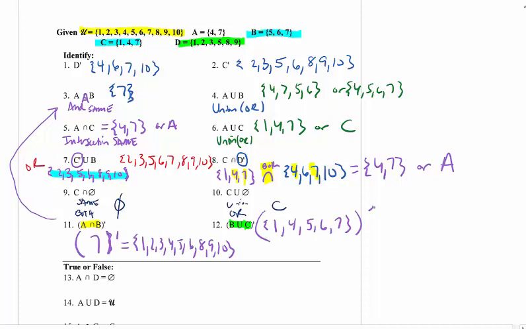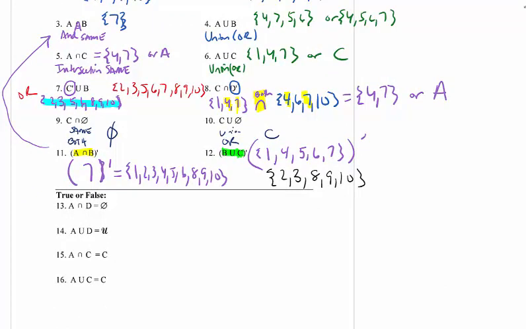Then I need to take the complement of that piece, so I'm going back to that yellow universal set from above, and I'm saying, what did I not use? So 1 is used, 2 and 3 are not, 4 and 5 are used, 6 and 7 are used, 8, 9, and 10 are not. That is my answer. On number 7 and 8, you had to do the complement first because there was no parentheses. On number 11 and 12, you had to do what was inside the parentheses first to do those problems.